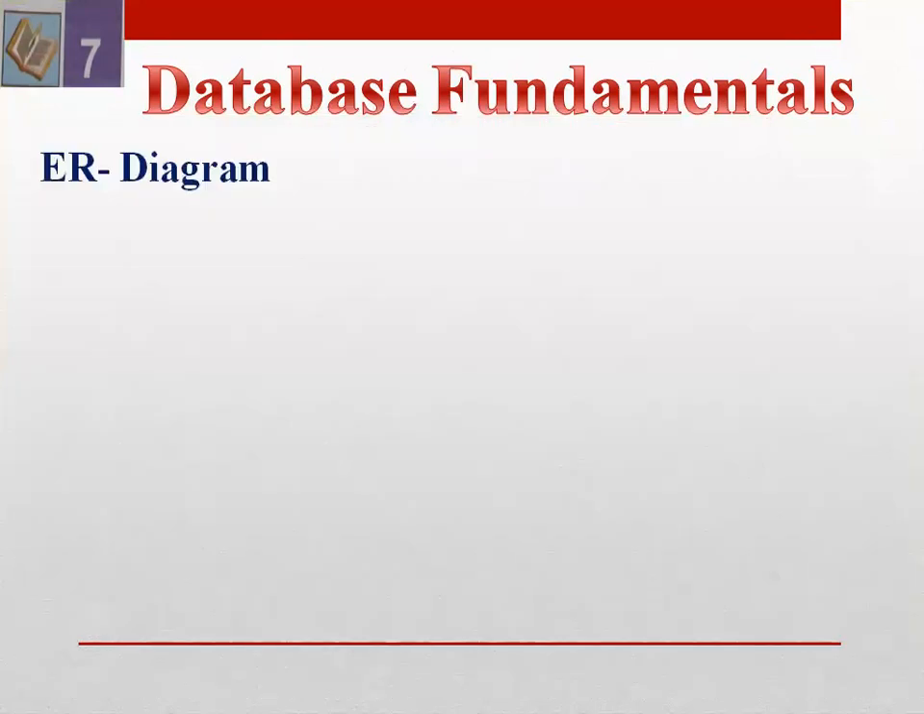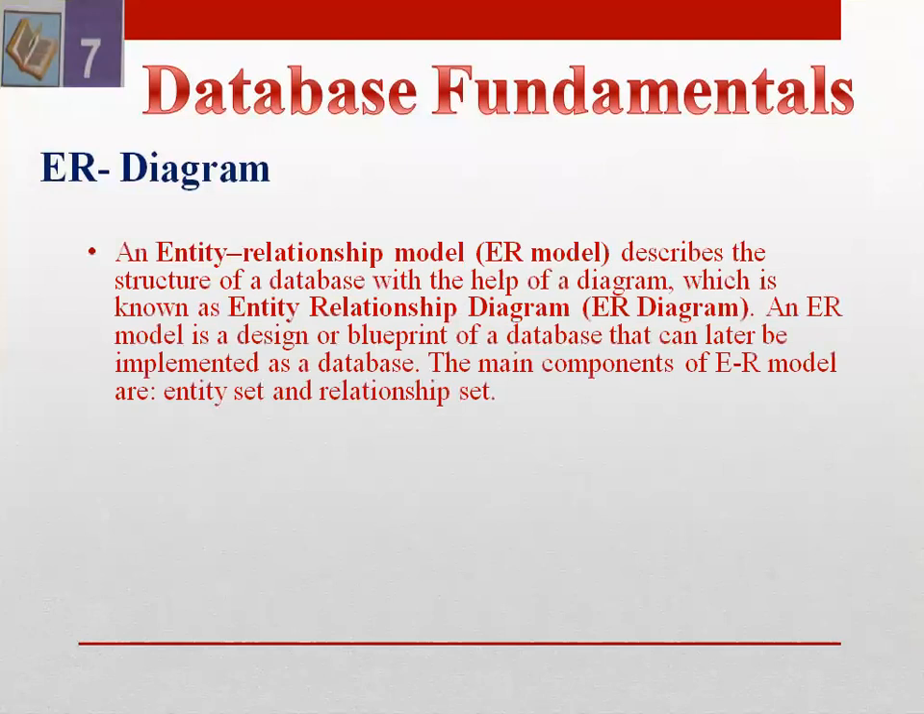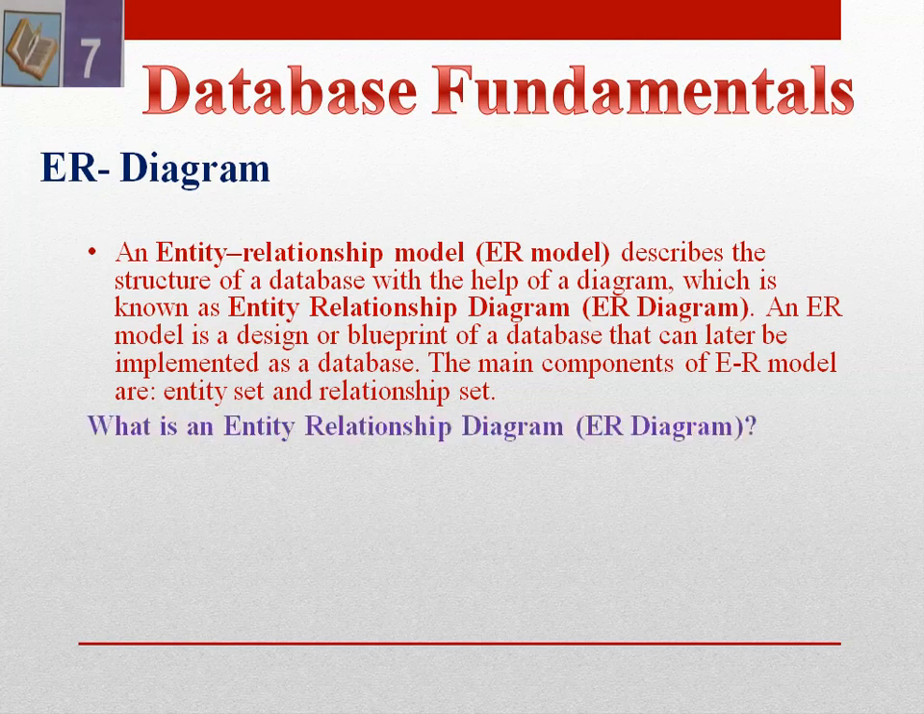ER diagram, entity relationship diagram. An entity relationship model, ER model, describes the structure of a database with the help of a diagram, which is known as an entity relationship diagram. An ER model is a design or blueprint of a database that can later be implemented as a database. The main components of ER models are entity set and relationship set.